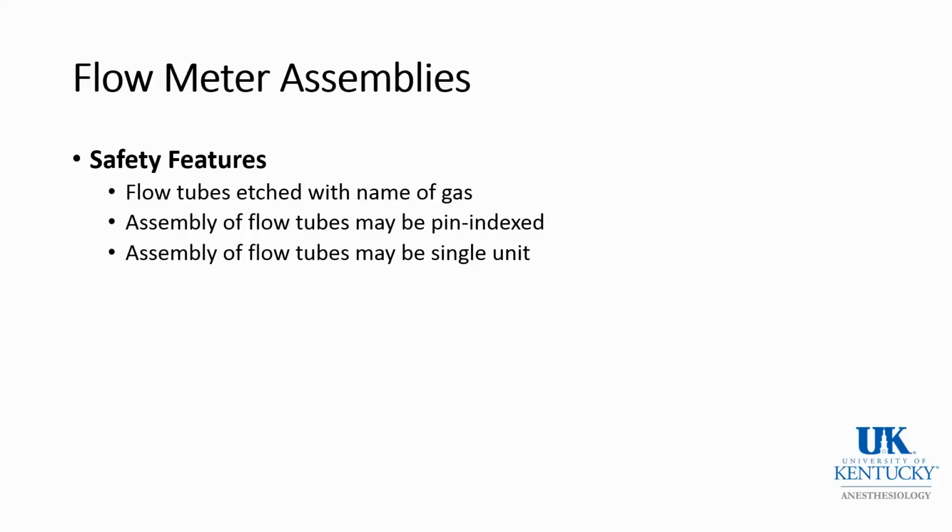Yet more safety features associated with flow meter assemblies include flow tubes that have the name of the gas etched on them. The flow tubes may be pin indexed and can only be assembled in one way. They may come as a single unit so as to avoid errors in repair.